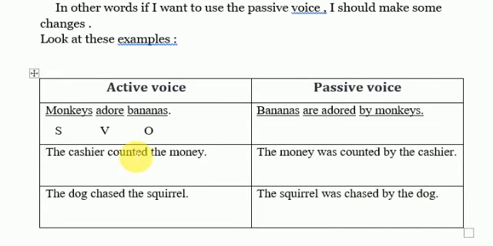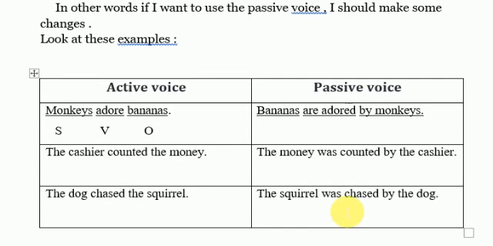All right, if you notice, counted, as I said, is a past simple. Here I should use the verb to be in the past simple, as you can see. Compared to the first sentence, adore is the present simple. Here, my verb to be should be in the present simple, are. And here, counted, which is the past simple, my verb to be should be in the past simple, was counted, was chased, and so on, by the cashier, by the dog, and that's it. So this is my passive voice.